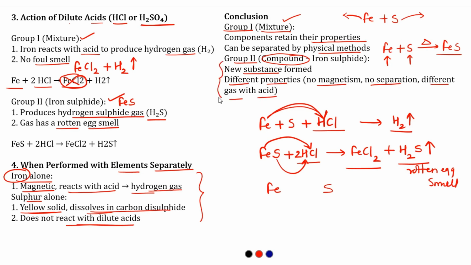So remember, I'll explain once again in the conclusion what we saw. In mixtures, all the components will retain their properties and we can easily separate them by simple physical methods. But whenever a compound is formed, a new substance will form. All the properties will be different from their elements. So this is the conclusion based on all these tests. Now we are going to move on to the next.